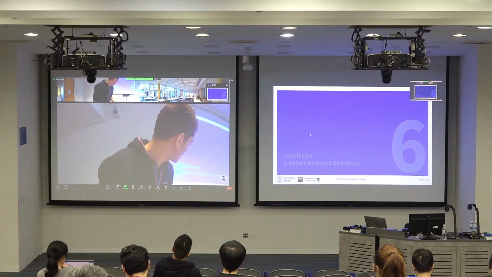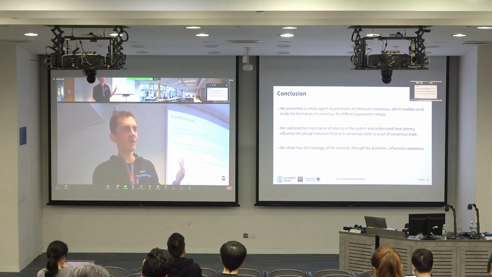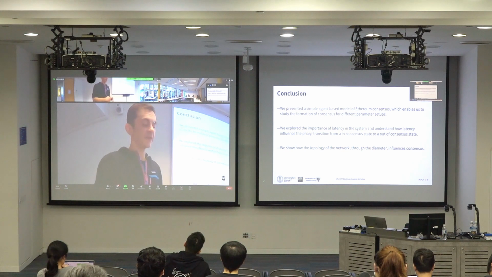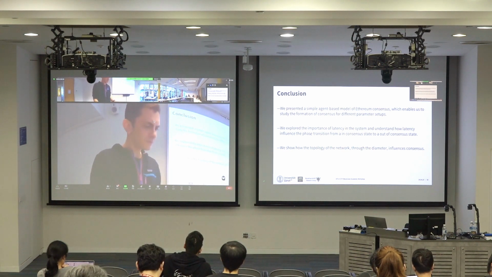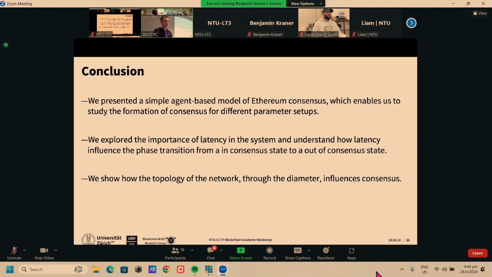This was it for the results. In conclusion, we presented a simple agent-based model of Ethereum consensus. It enables us to study how information flows inside it, how consensus is formed, and under which parameters. We see that if the block latency is very high, we are very likely to be in a non-consensus state. On the other hand, we understand that the attestation latency might be less important because blocks are being created by honest actors. That's my hypothesis here. Finally, we show that the topology of the network influences when the consensus deteriorates. When the network becomes too large, you would have to have a lower and lower latency in the system.